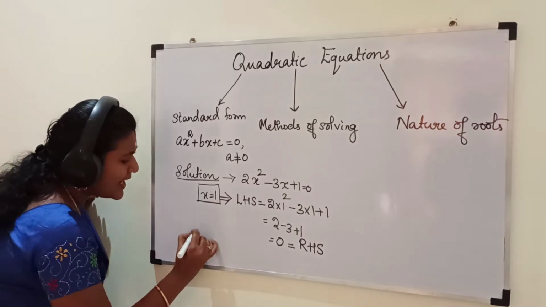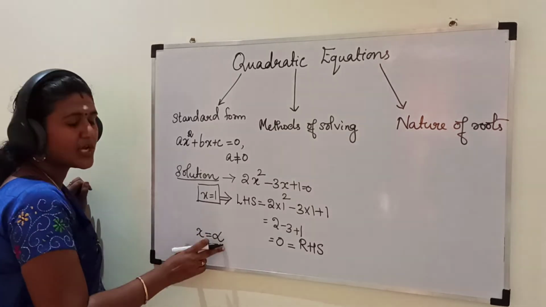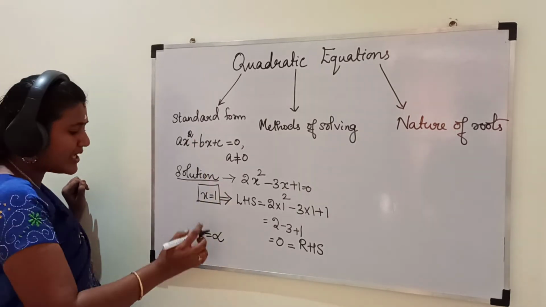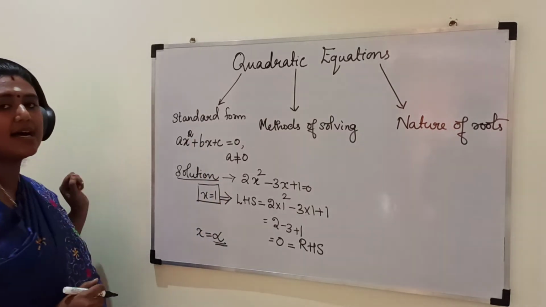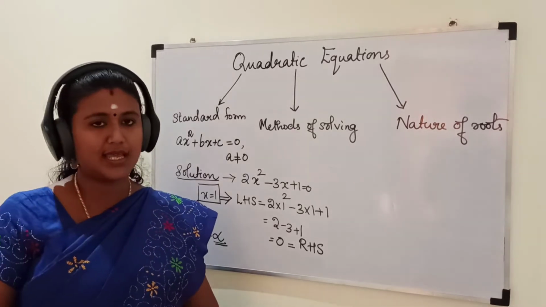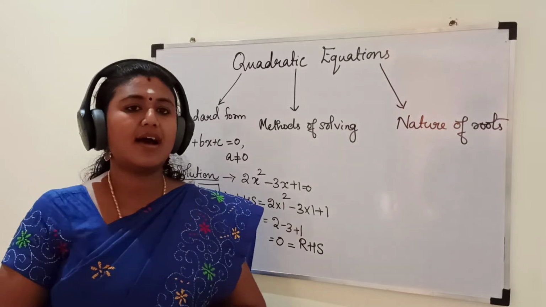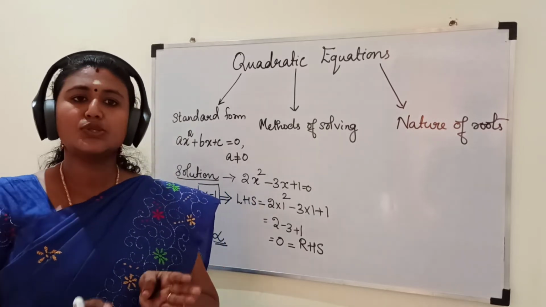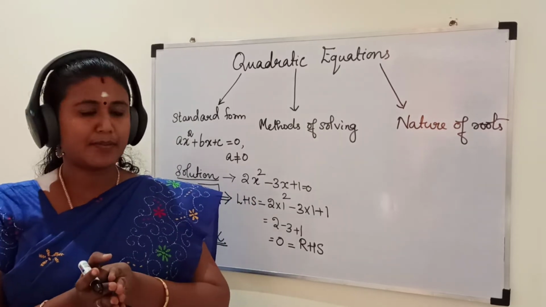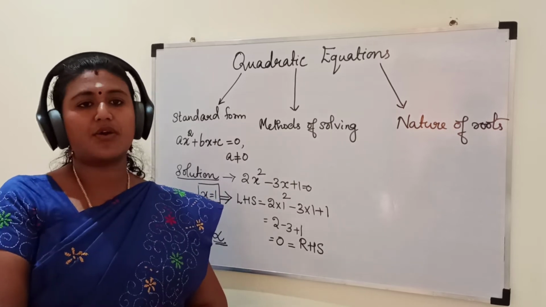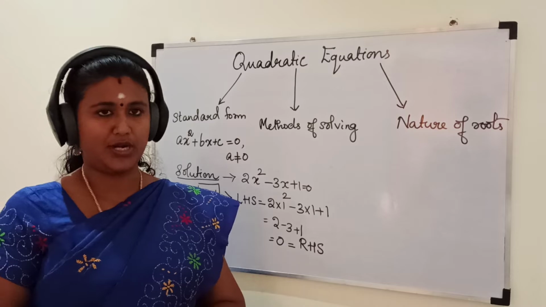So any value of x, suppose x is equal to alpha, satisfies a quadratic equation, then we will call this alpha as the solution of the quadratic equation. In the polynomial chapter, we have studied about the zeros. So the zeros of a quadratic polynomial and the roots of the quadratic equation are same only.